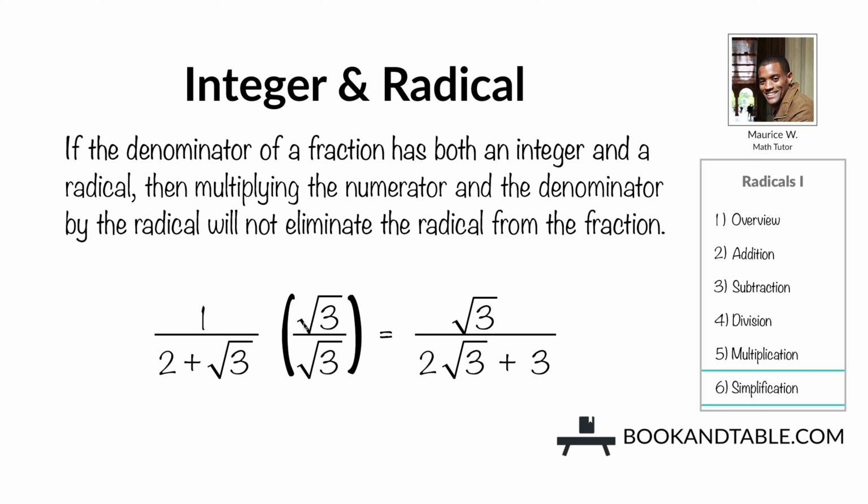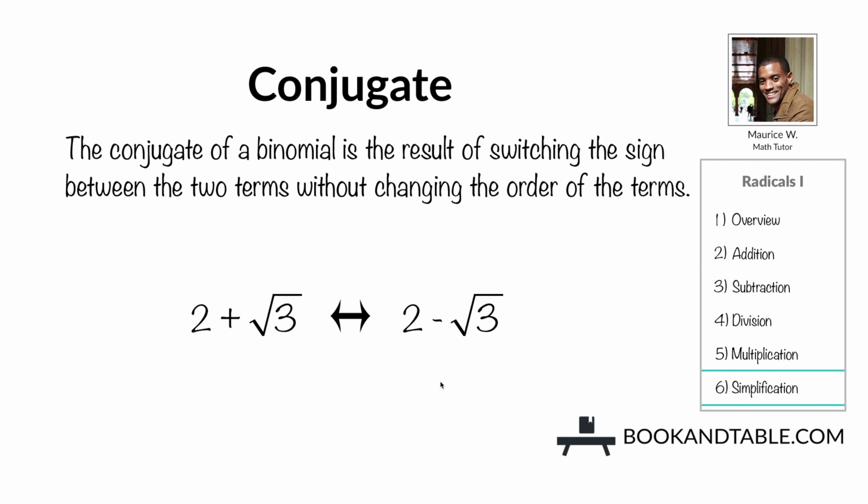But if we do that here, 1 times the square root of 3 gives us the square root of 3 in the numerator. But in the denominator, you have to distribute this to each of these terms. So the square root of 3 times 2 gives you 2 times the square root of 3. The square root of 3 times the square root of 3 gives you 3. So by multiplying the numerator and the denominator by this radical, the square root of 3, that does not help us rationalize the denominator. So that leads us to the conjugate.